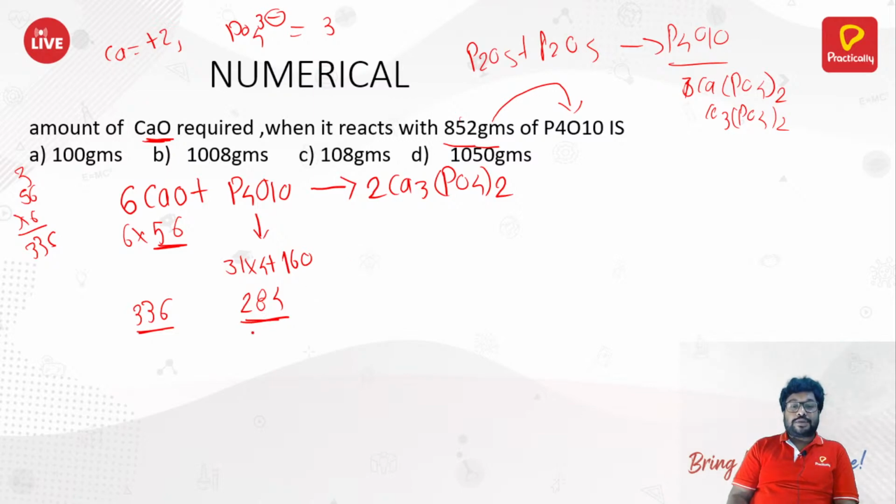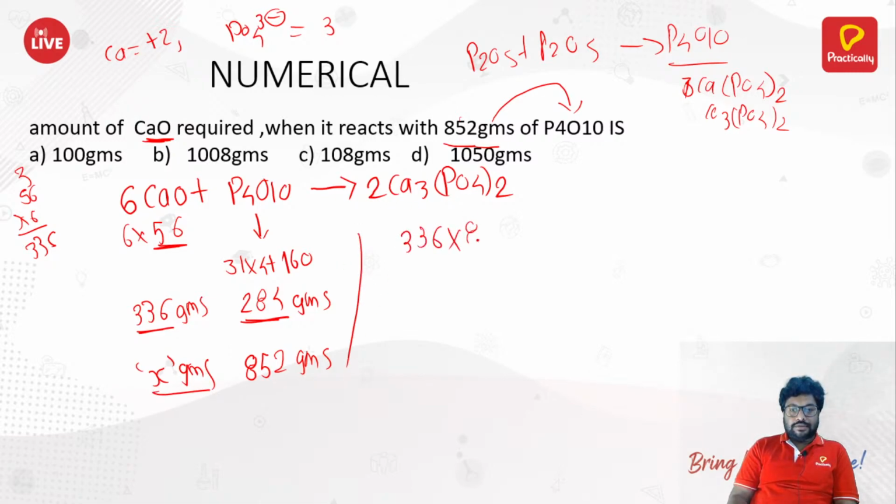How much phosphorus pentoxide do they have now? 852. So if 284 grams of phosphorus pentoxide require 336 grams of calcium oxide, then 852 grams of phosphorus pentoxide will require how much calcium oxide? We don't know. So let's write x grams. Again, cross multiplication.